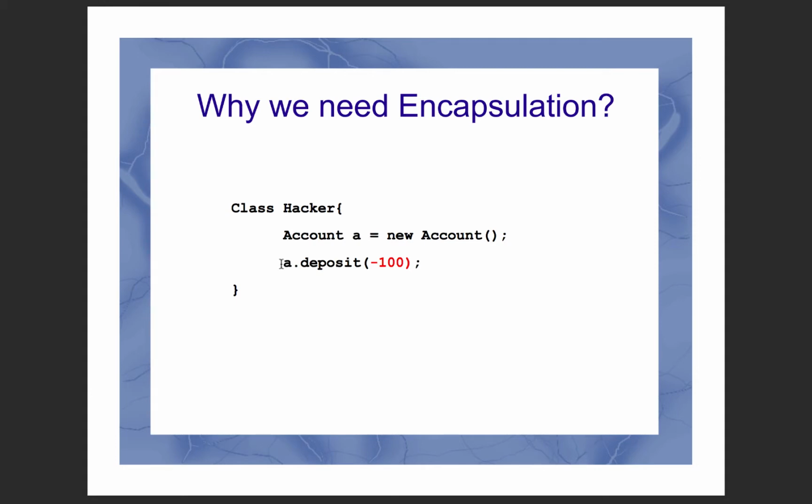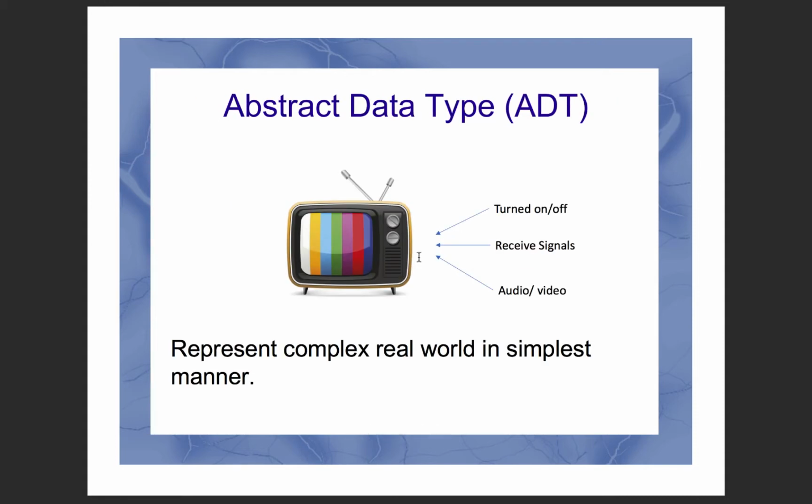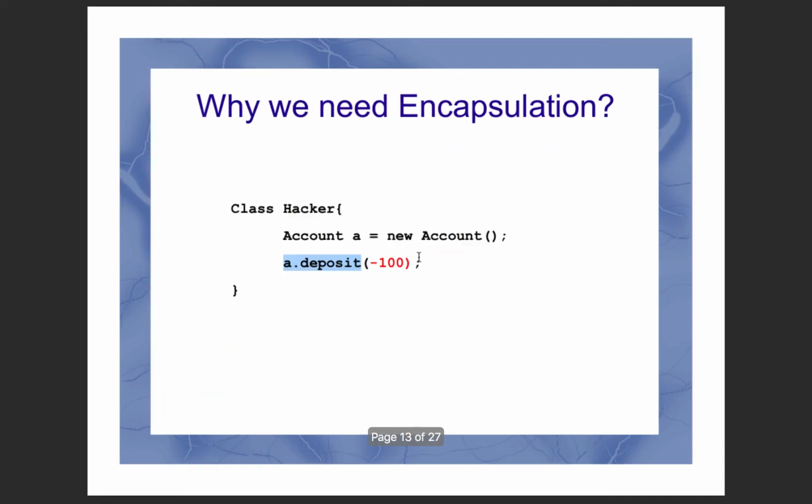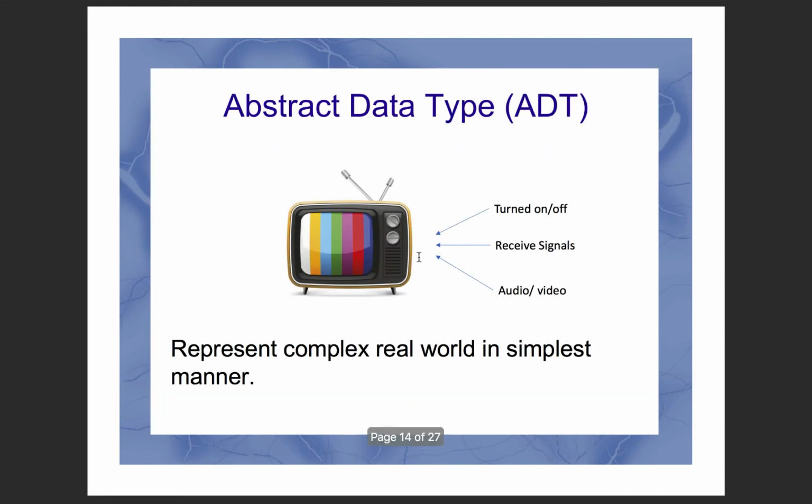So if we have a public method to access any private information, then you can call that public deposit method to change the account balance. So this one is the idea of encapsulation.